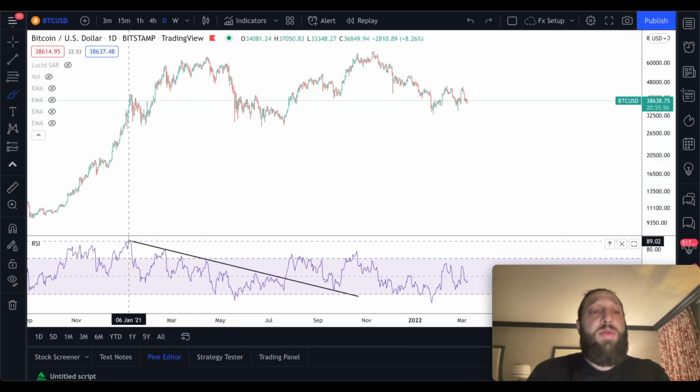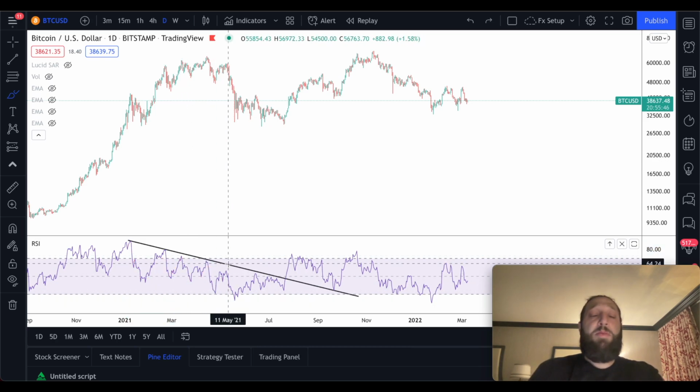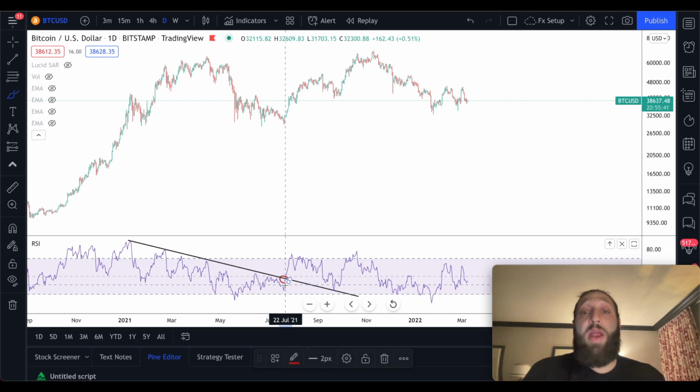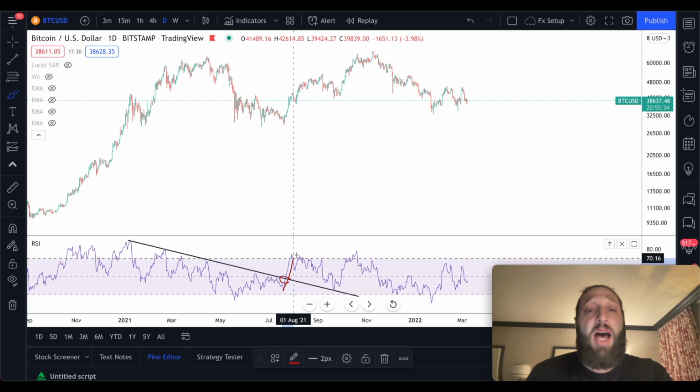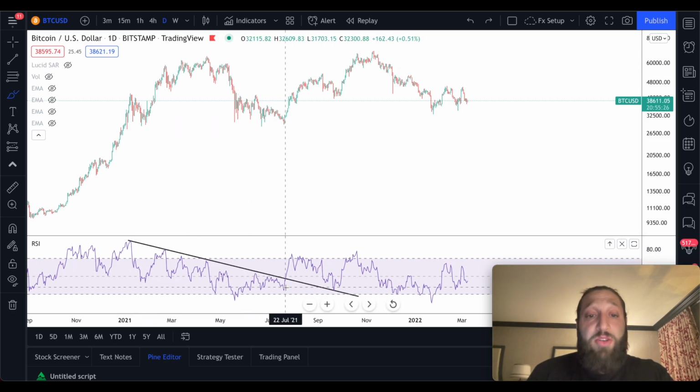So same thing with the RSI. You can see a downtrend, we're making lower highs, lower lows, lower highs, lower lows. And same thing, I'm looking for this to be broken and for that trend reversal. So I'm looking for this to be broken to the upside, and you can see that when we did break this, how long was this? From the January 21st all the way to July.